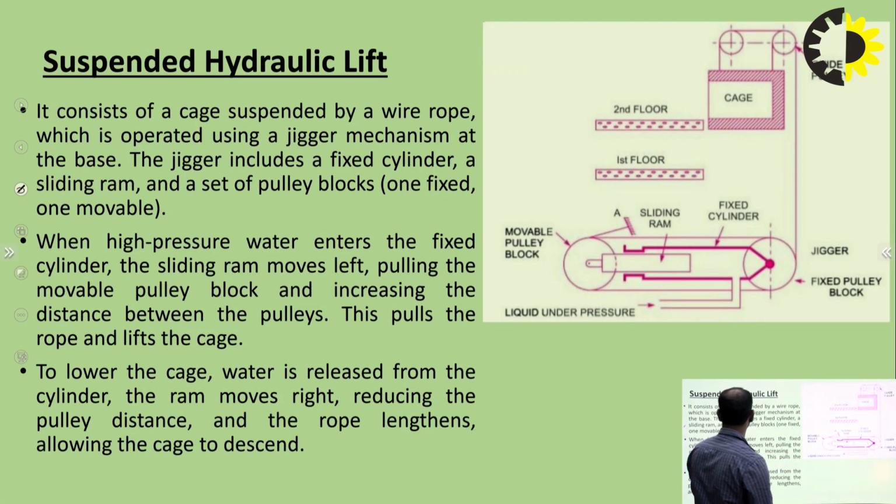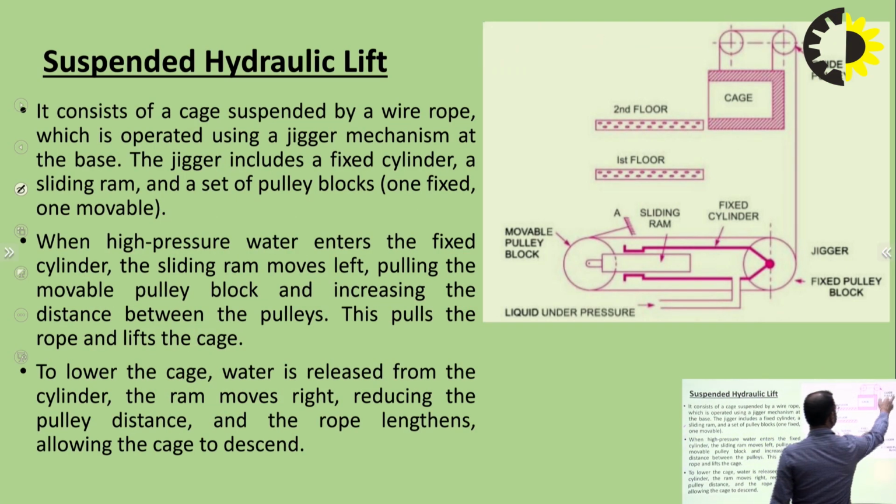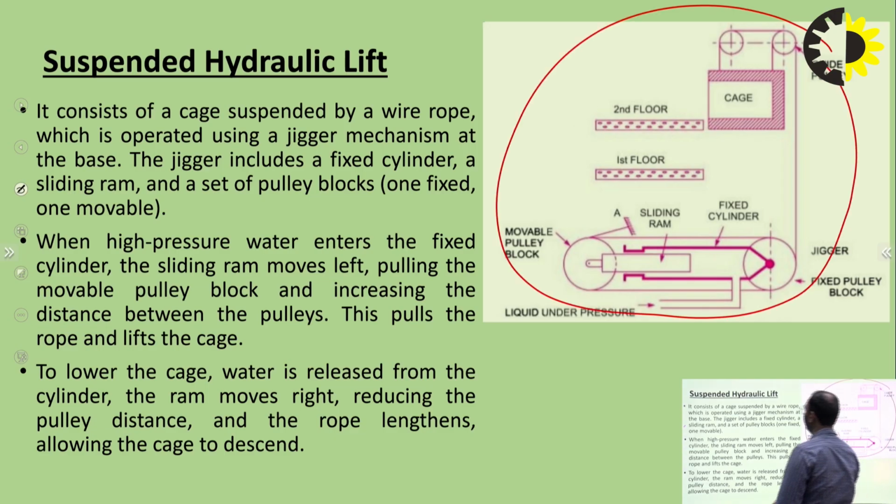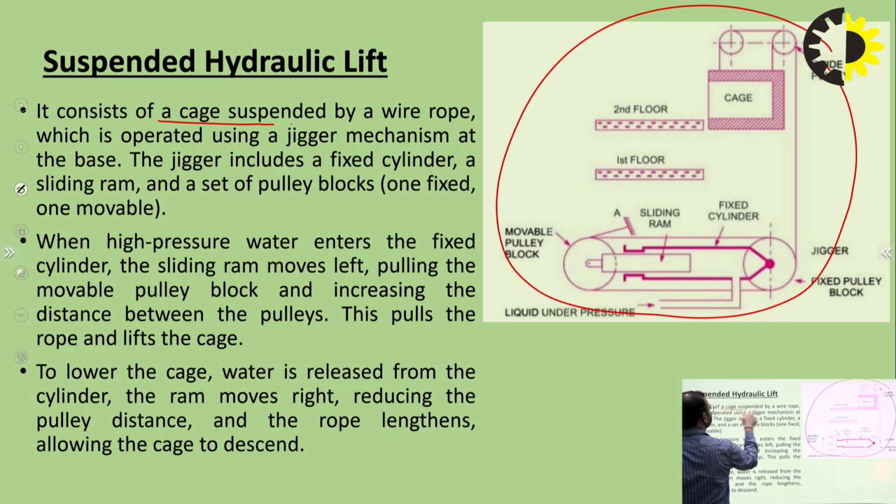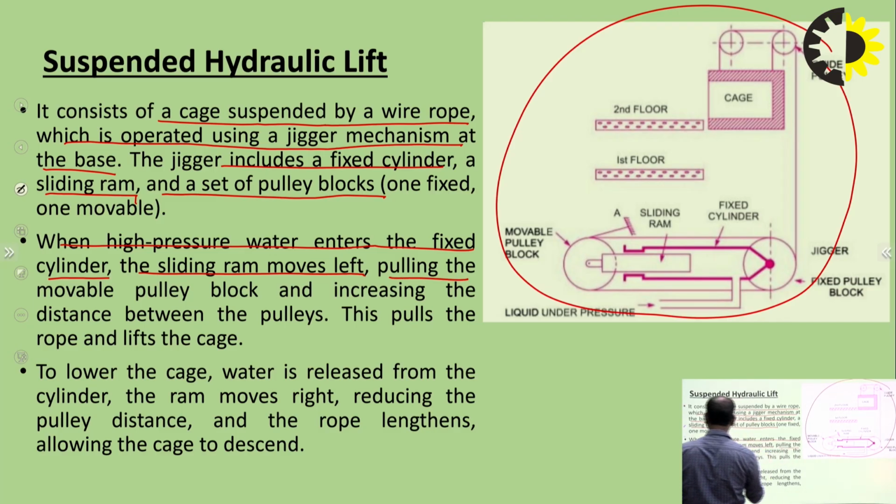Then what is the working behind suspended hydraulic lift? So this is the schematic representation of suspended type hydraulic lift. Basically, it consists of a cage suspended by a wire rope, which is operated using a jigger mechanism. At the base, the jigger includes a fixed cylinder, a sliding ram, and a set of pulley blocks, one fixed and one movable. When high pressure water enters the fixed cylinder, the sliding ram moves left, pulling the movable pulley block and increasing the distance between the pulleys. This pulls the rope and lifts the cage.